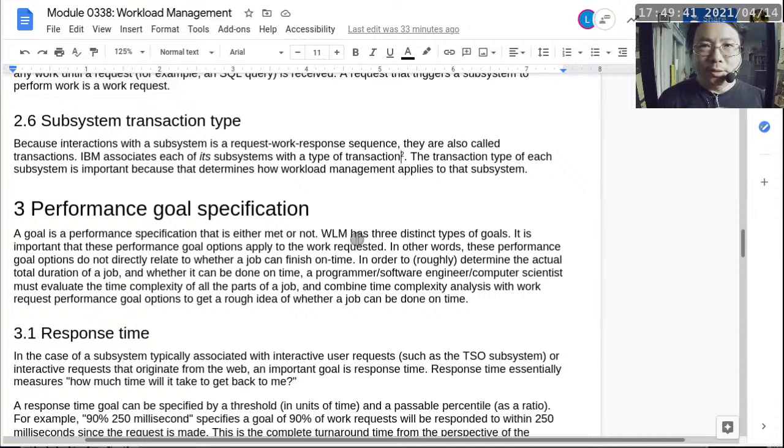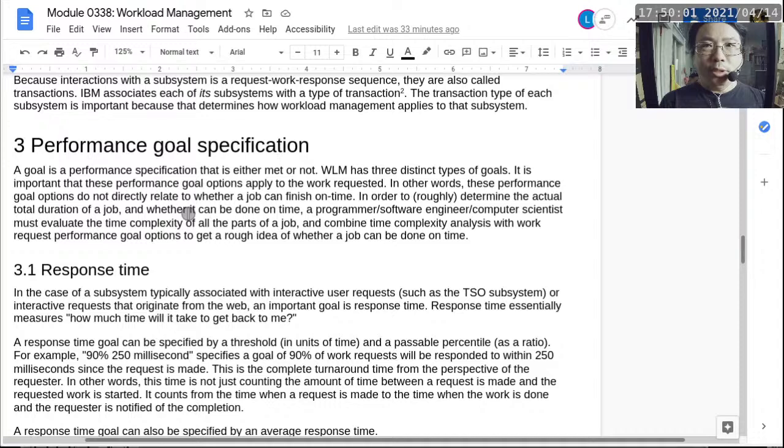All right. So now we are moving on to the actual meat, the actual core content of workload management. Everything before this is really just so that we understand the terms and the background information related to workload management. So at this point, we get started with the stuff that is directly related to workload management.